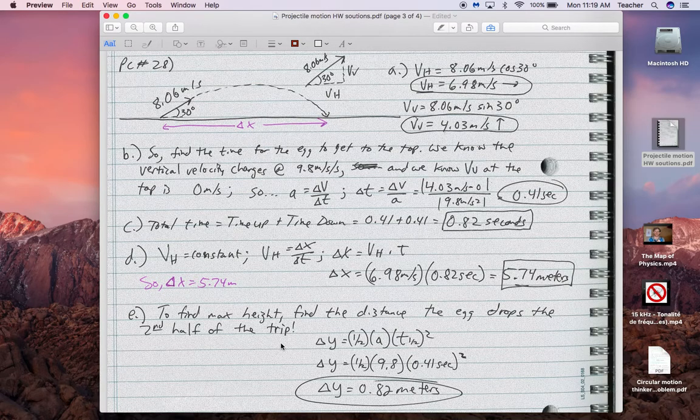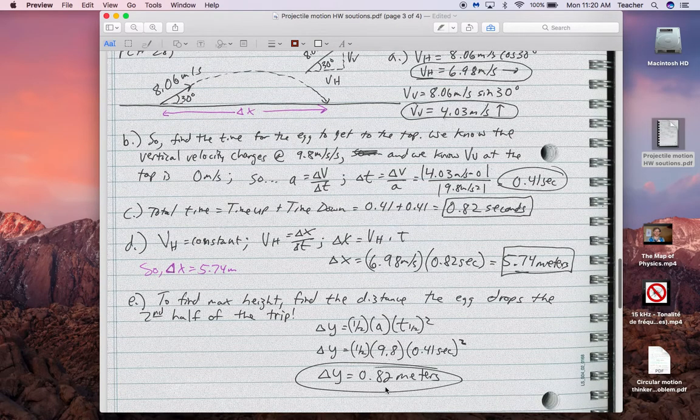To find the maximum height, we would need to find the distance that the egg drops during the second half of the trip, or that it raises during the first half of the trip, but I think mathematically it's a little easier to think about the second half because we know that the initial velocity vertically is 0 here, so we can use this version of this equation. So 1/2 times 9.8, times half the time squared, because it reaches its peak after half the time it's been in the air. And that's coincidentally 0.82 meters. So that's just somewhat of a coincidence. It's that time and that distance.